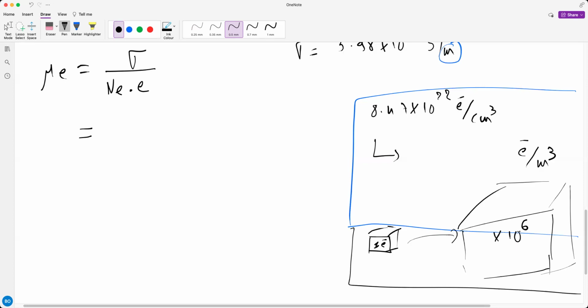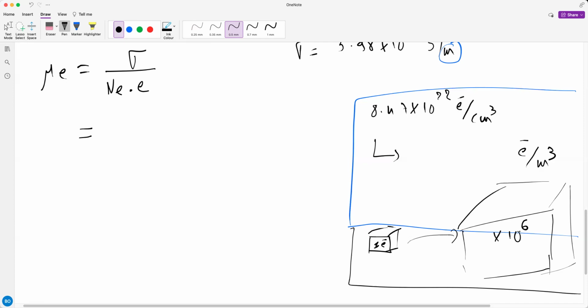Is it clear for everyone? If I have 1 electron in 1 cubic centimeter, if I go to a larger volume, of course it will increase. So I have to multiply.